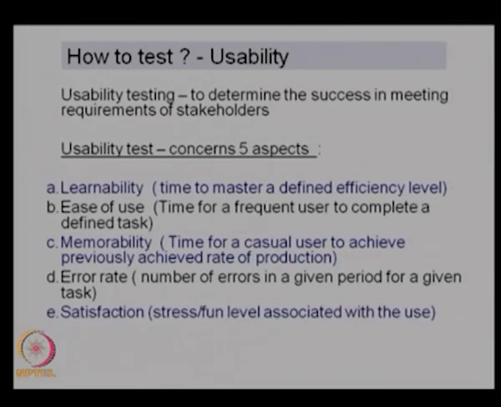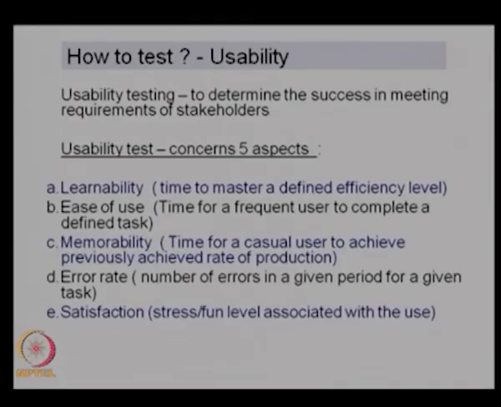Then the satisfaction level. The satisfaction level is, again, a little bit subjective, but it is the stress or fun level associated with the user. So basically, for a person using the system, how happy is he, how much is he troubled, or how frustrated is he on using the system. That is a measure of the satisfaction of the system.